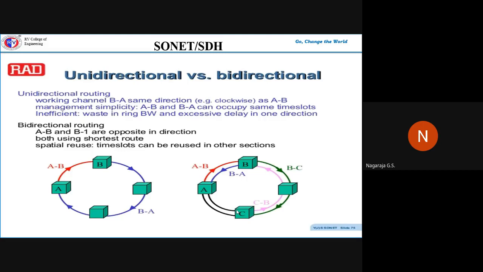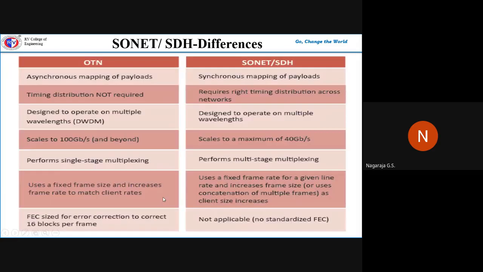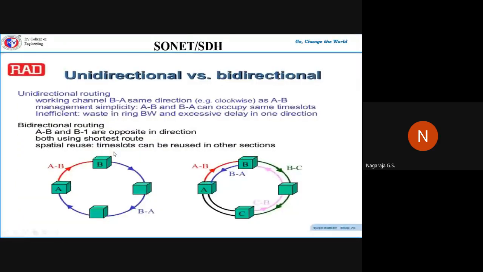I think you can easily follow the diagram and how the working happens in case of unidirectional, and there will be a bidirectional Sonet network. In case of unidirectional routing, if you look at the first one, the working channel goes from B to A in the same direction. It moves on from there, and there will be the A to B. It goes on. Whatever nodes you connect, you can just talk about that.